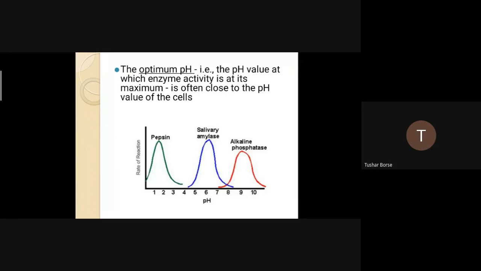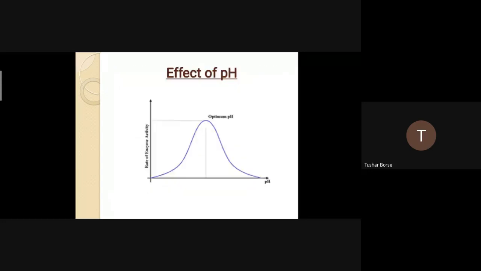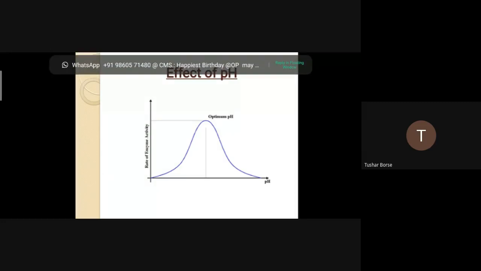The hydrogen ions in the medium influence the ionic charges on the amino acids in the enzymes, and particularly on the active sites. Thus, this affects the rate of reaction of enzymes. We have to keep in mind that the rate of reaction will be highest at the optimum pH of the enzyme.